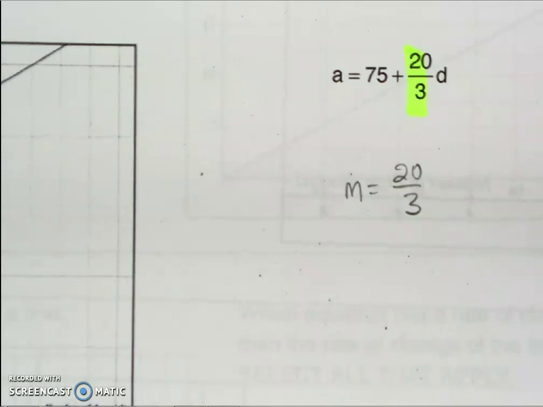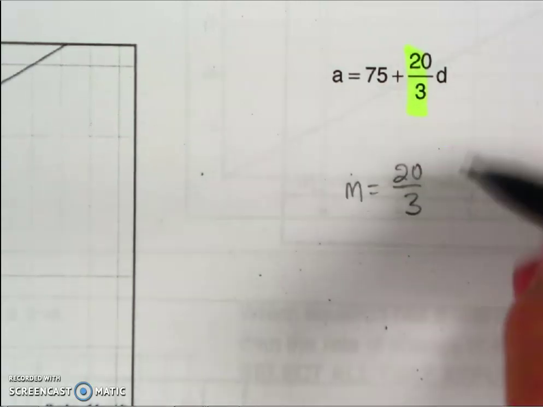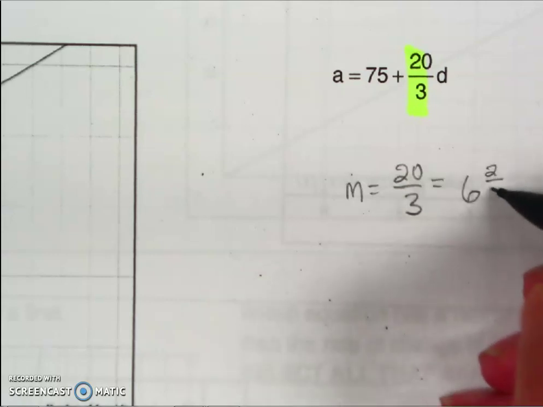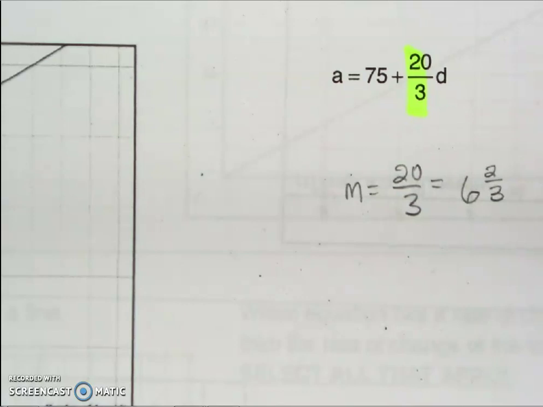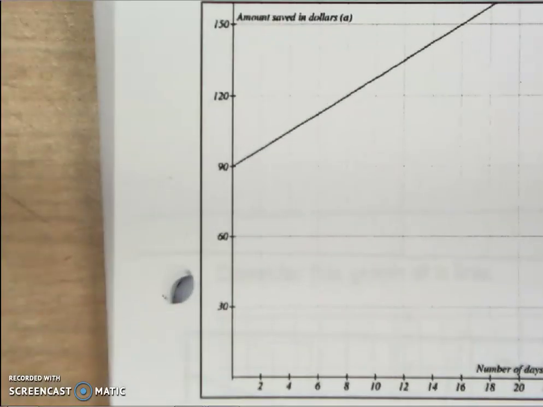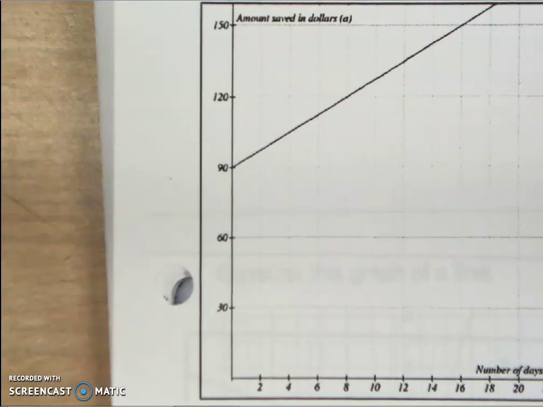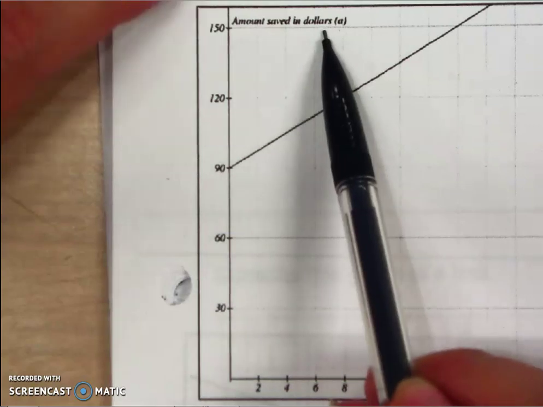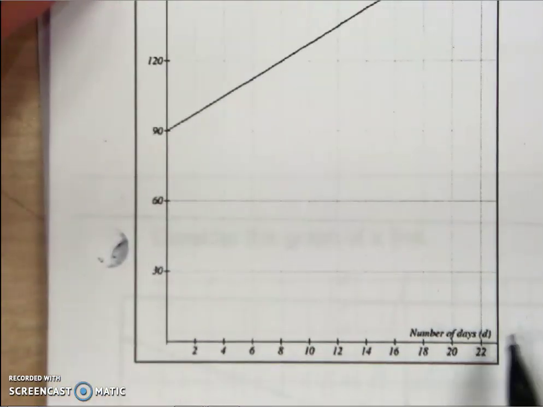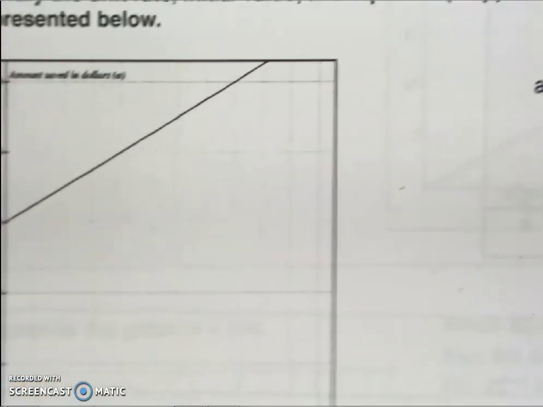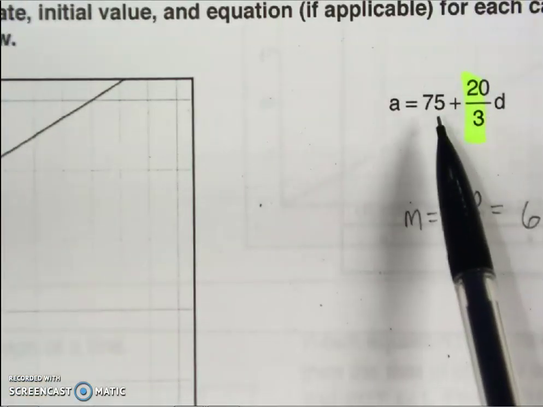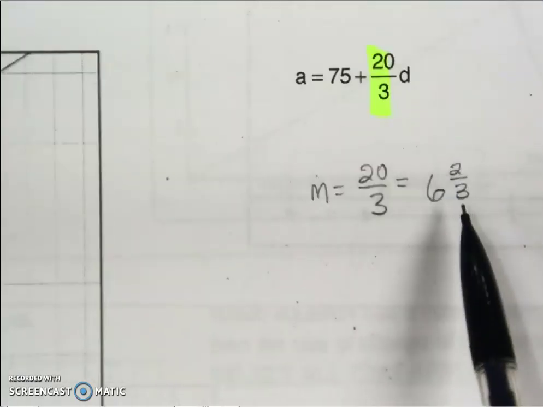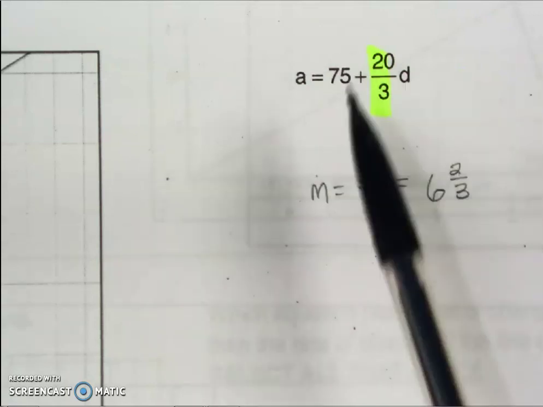But that's a hard number to compare. So let's think about that. How many 3's could I take out of 20? Well, I could take out 6 and I would have 2 left over. So that could be written as 6 2/3. Well, let's look over here now to the graph. So the graph looks like it starts at 90, and maybe that's where they got their letters. See the A here? A is for amount saved in dollars, and D is days, number of days. So this tells me on the equation they started with 75, and then they saved $20 every 3 days, or 6 2/3 each day. So that's what that tells me there.